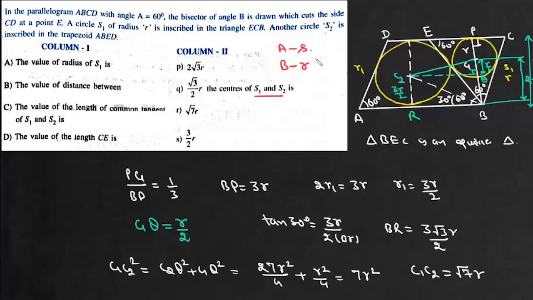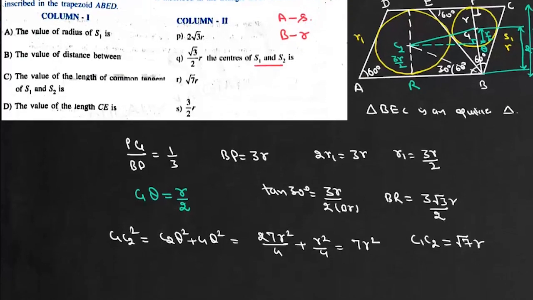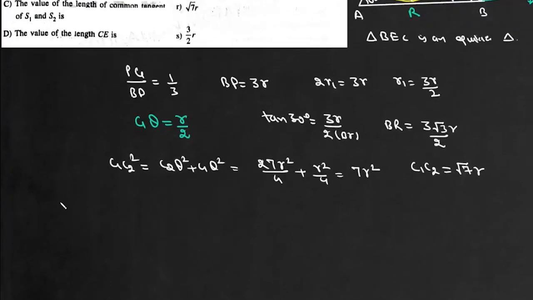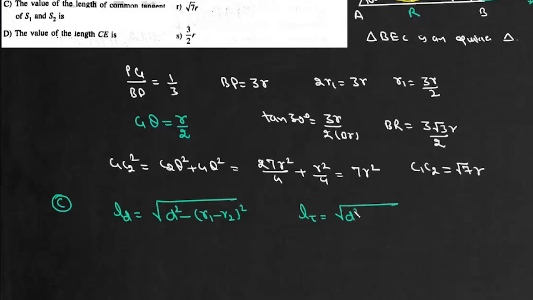Now c is the length of the common tangent of S1 and S2. Now they'll have a direct common tangent as well as a transverse common tangent. So for the c part, we'll calculate the length of the direct common tangent, and it is given by under root of d square minus r1 minus r2 whole square, and the length of the transverse common tangent is under root of d square minus r1 plus r2 whole square. Now this d is the distance between centers, and that is under root 7r.